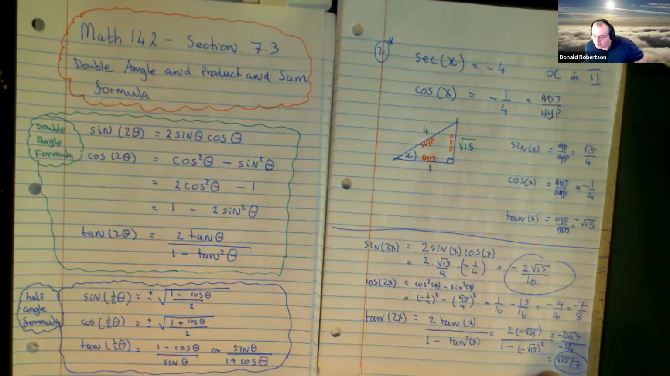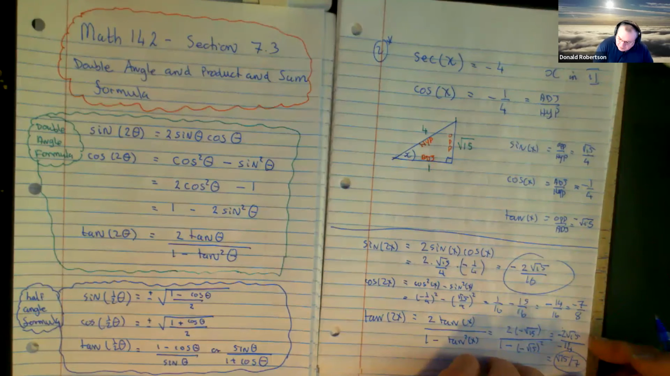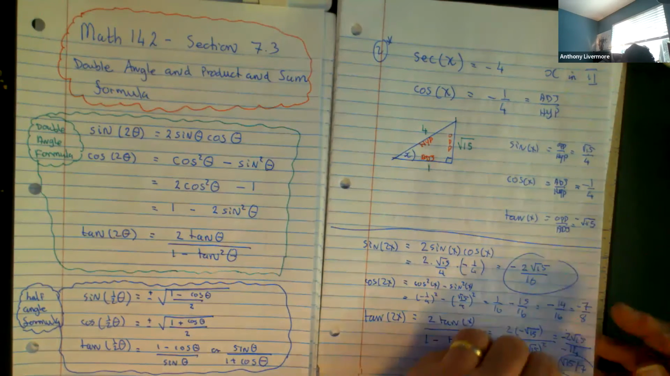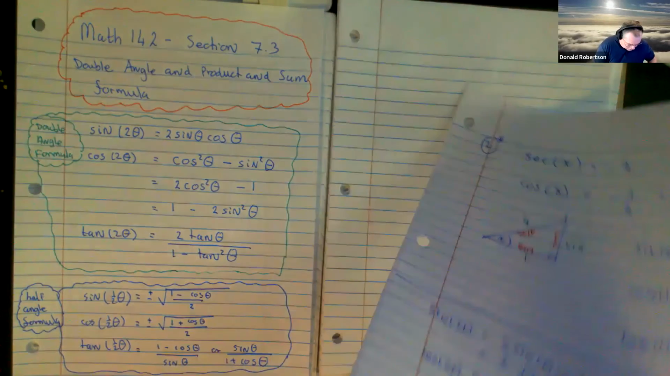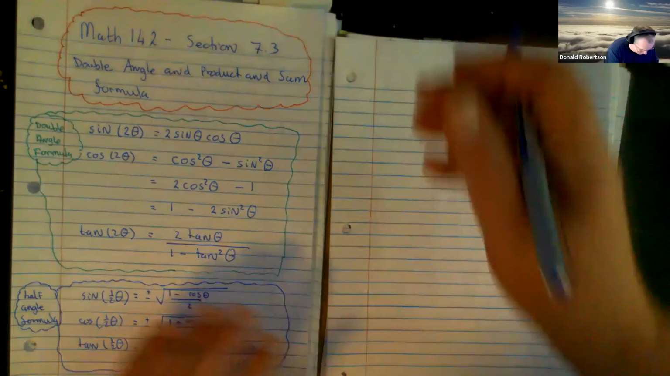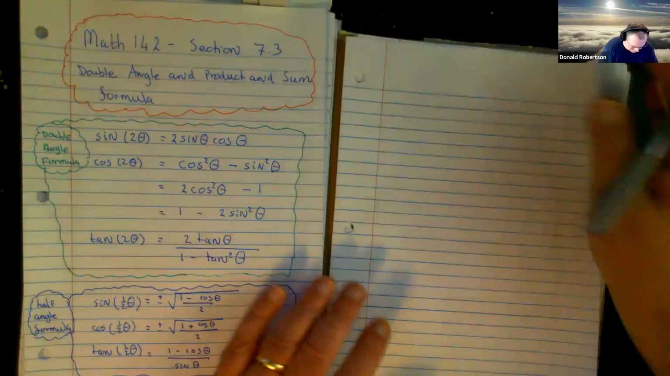So the final answer is positive root 15 over 7. You feel good about that one? We good? Right, let's do one for you then, because if you can do this one, then I'm comfortable about moving on to half angle formulas. I'm not sure we've got time to do that, but we'll see.